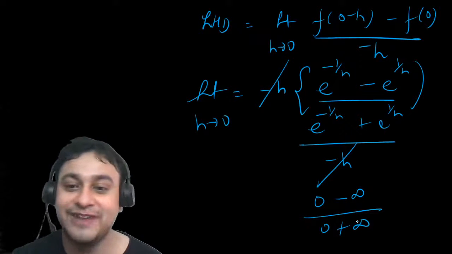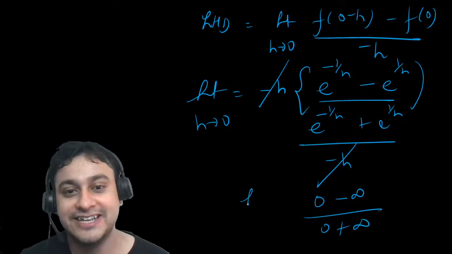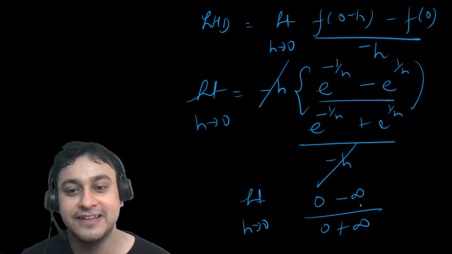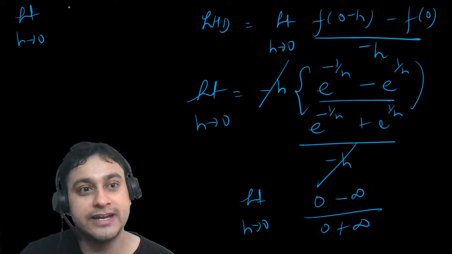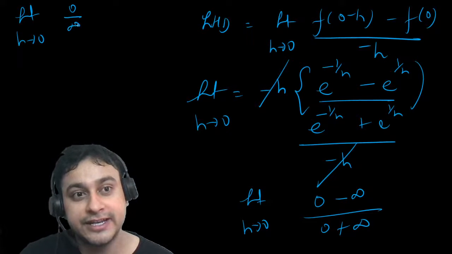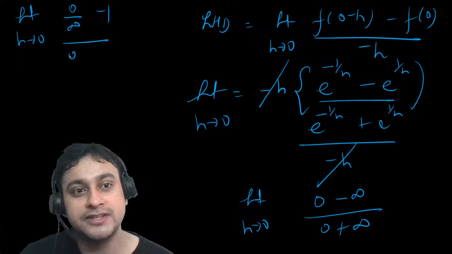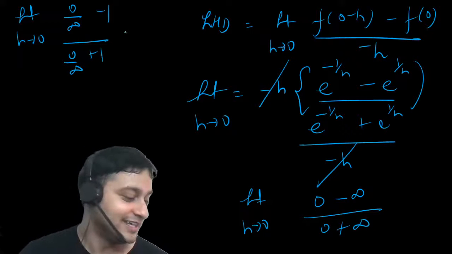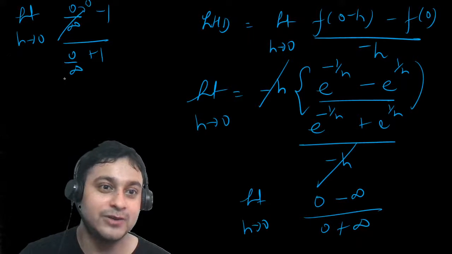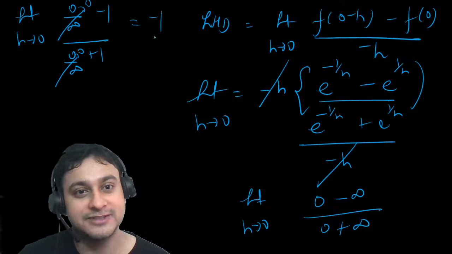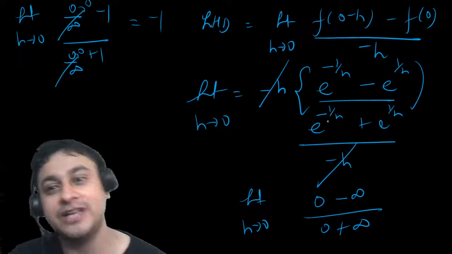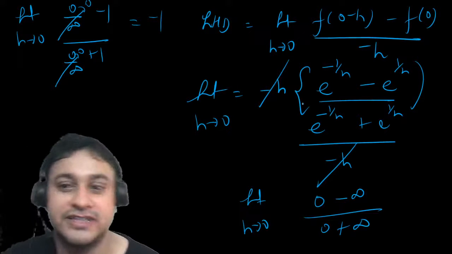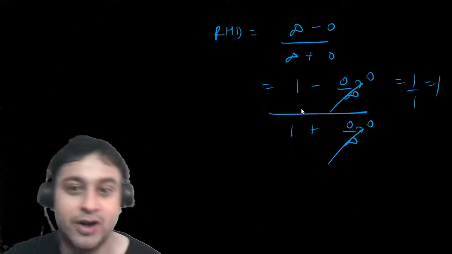Now when you divide by infinity, what are we getting, guys? If you divide by infinity, we will get what? Limit h tending to 0, we are getting 0 by infinity minus 1 upon 0 by infinity plus 1. So that is why this thing is becoming 0, and this is minus 1. It was a little bit typical, right? So LHD is not equal to RHD, but still the function is continuous but not differentiable.